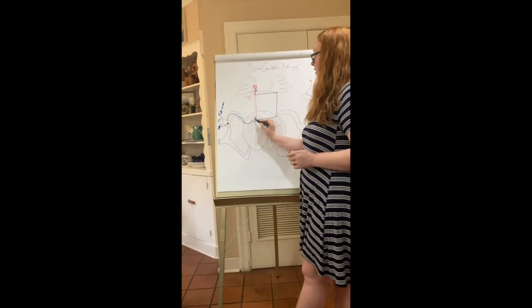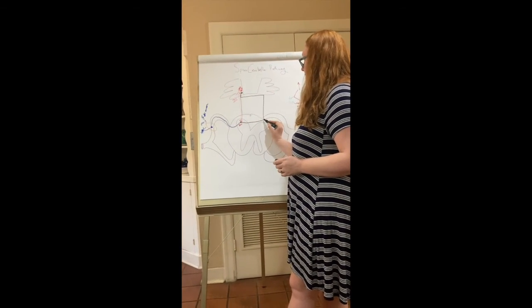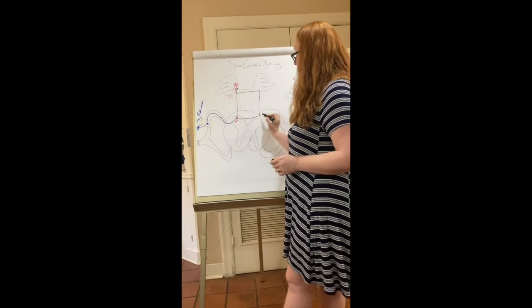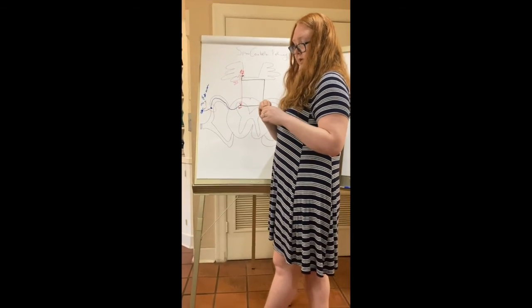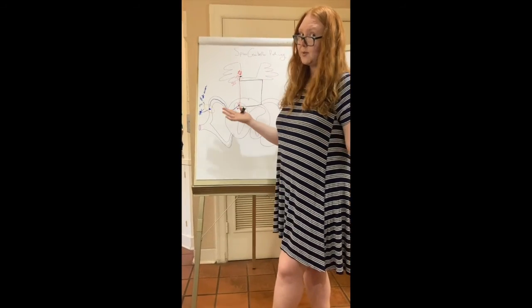So as you can see, we are going here, we are going straight across, we're decussating, we're going up. So you decussate first, up, decussate, and then go up and synapse. And that is the spinocerebellar pathway.